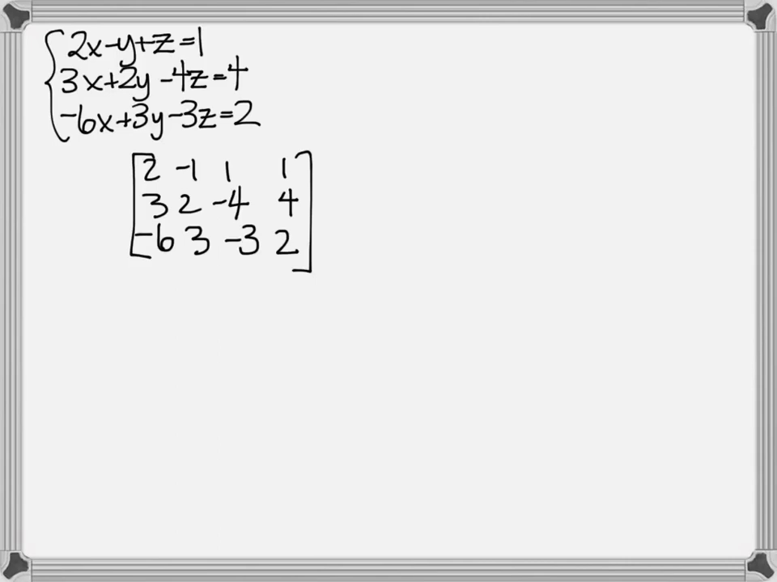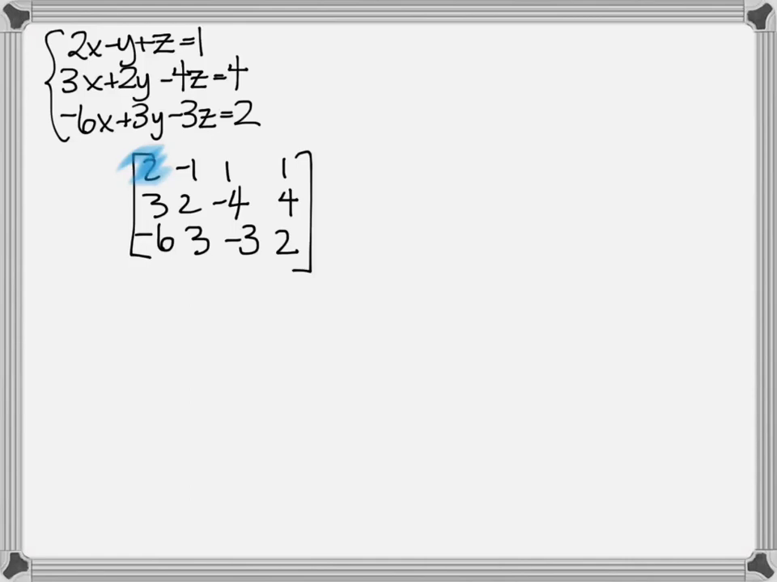I pretty much do the same steps every time, but you don't have to go in this order. So my first goal is to get this first entry to be a 1. I can do this by dividing the first row by 2. I could subtract, right, or negative row 1 plus row 2 would be an option. I could do 2 times row 1 and then subtract row 2. So there's a lot of options here. I'm just going to go with the division option.